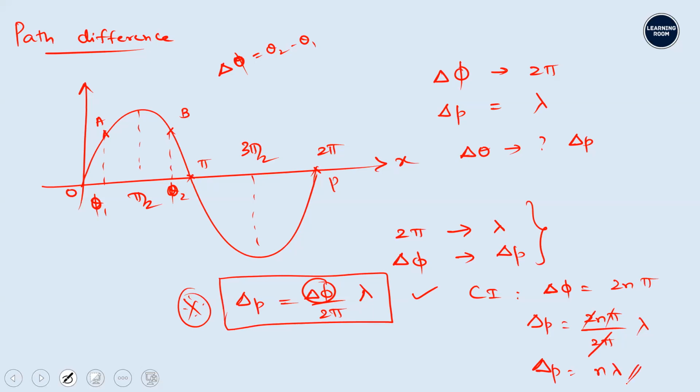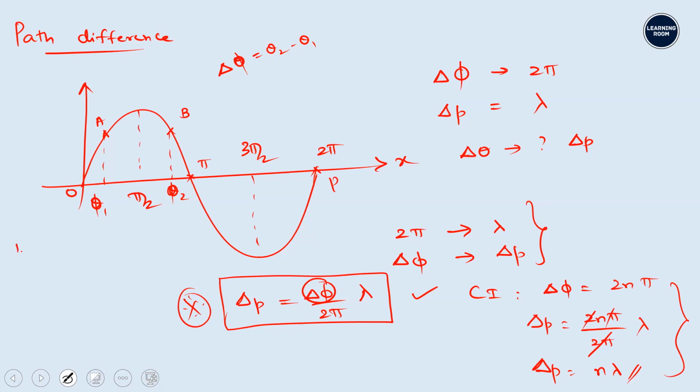Means for the same constructive interference, C stands for constructive interference, if the phase difference is given as 2n pi, then the corresponding path difference is given as n times lambda. Okay. So this is a point to be noted.